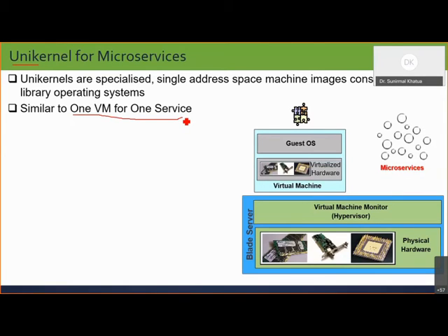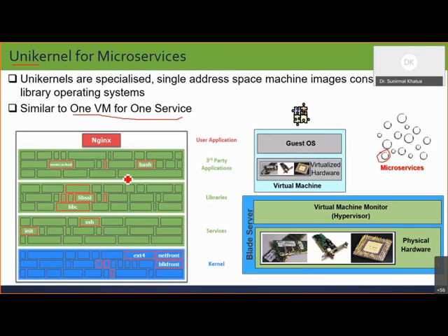That means if you have a microservice and you want to deploy it in a unikernel, each microservice will be deployed to one unikernel, and this unikernel will be mapped to one VM. It's not many unikernels to one VM. So how is this made possible? Let us look at this picture.